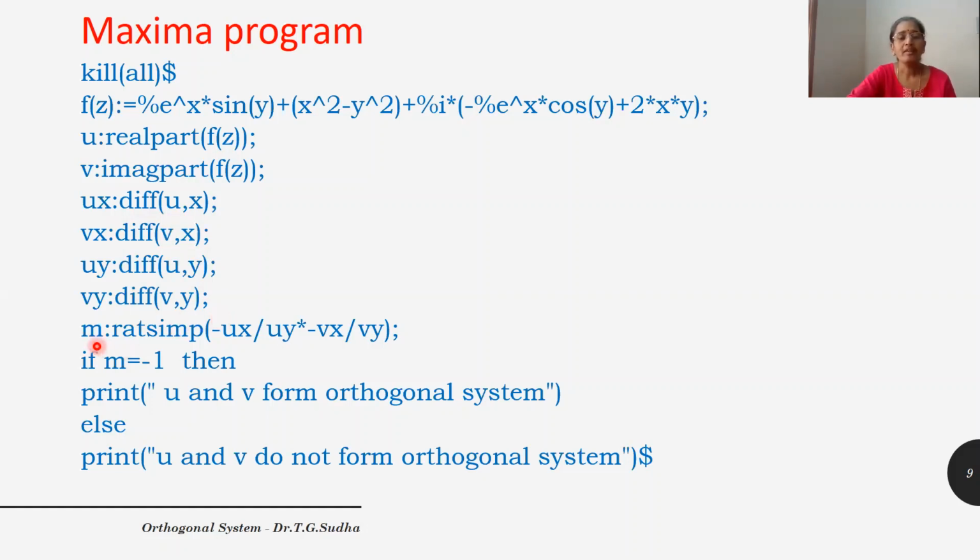And let us represent m, that is nothing but m1 into m2. So here that is minus ux divided by uy into minus vx divided by vy. This is m1 into m2.